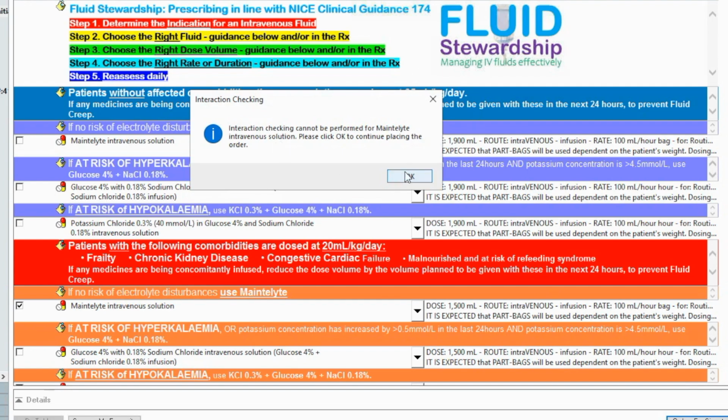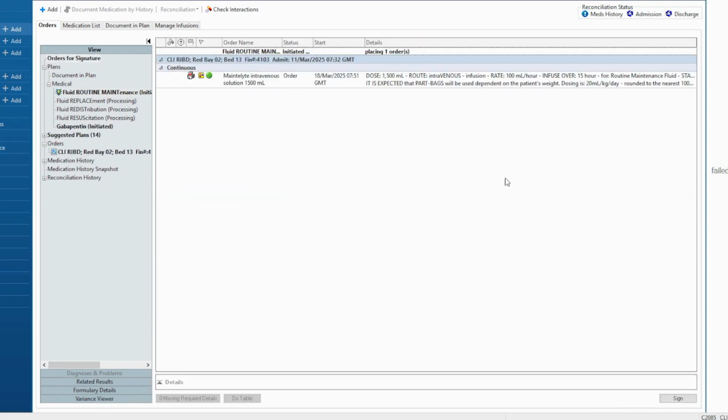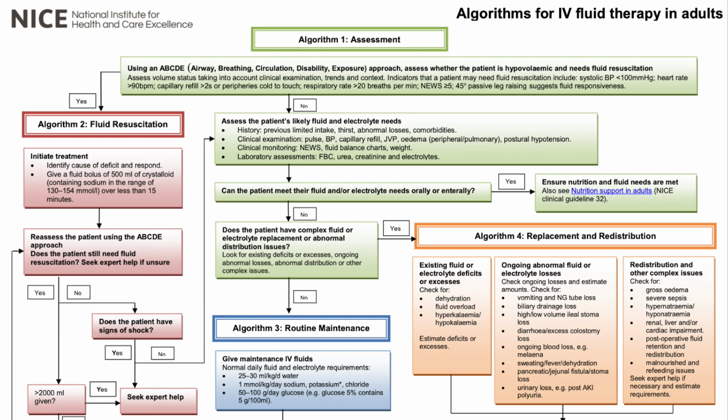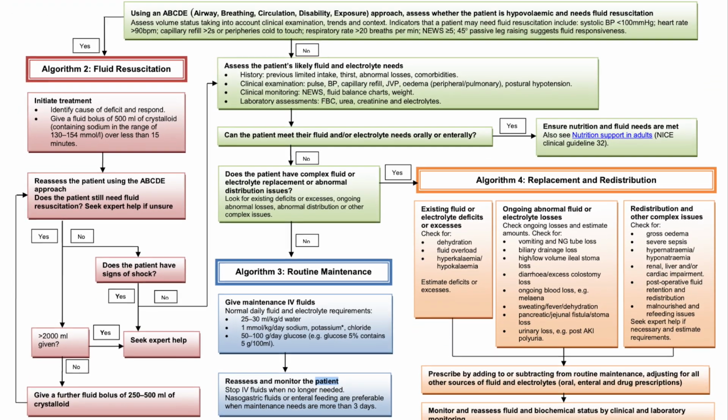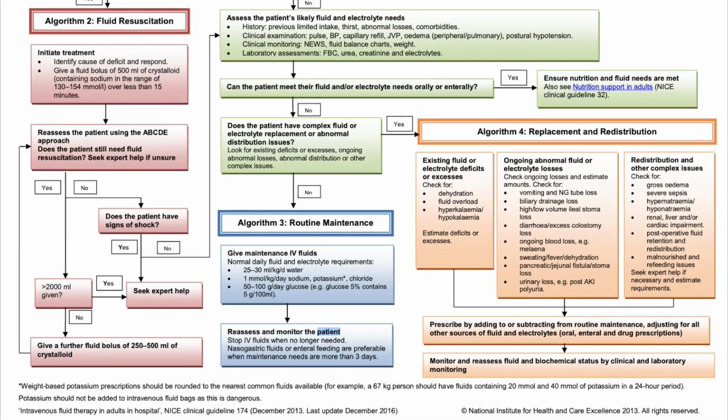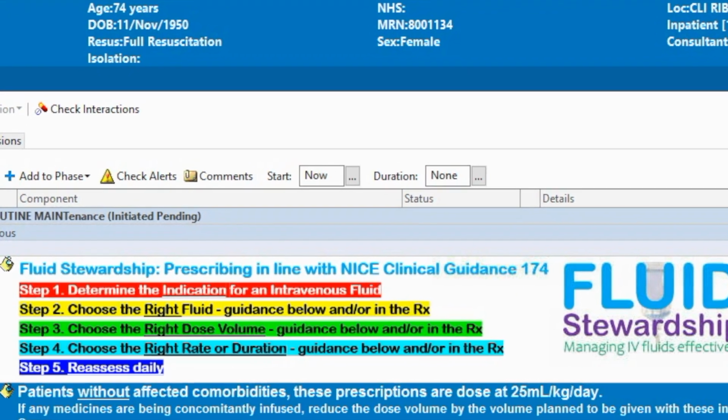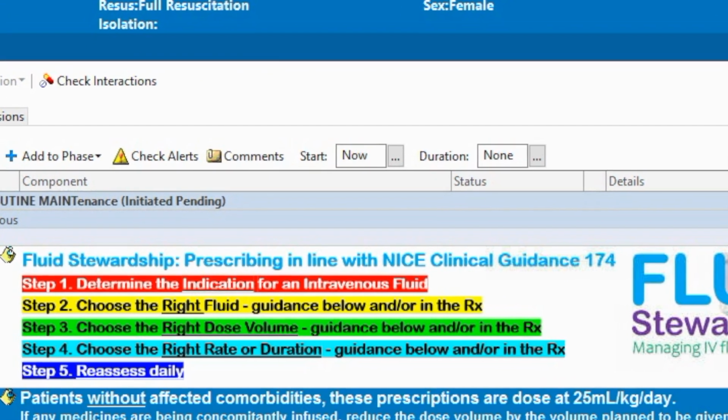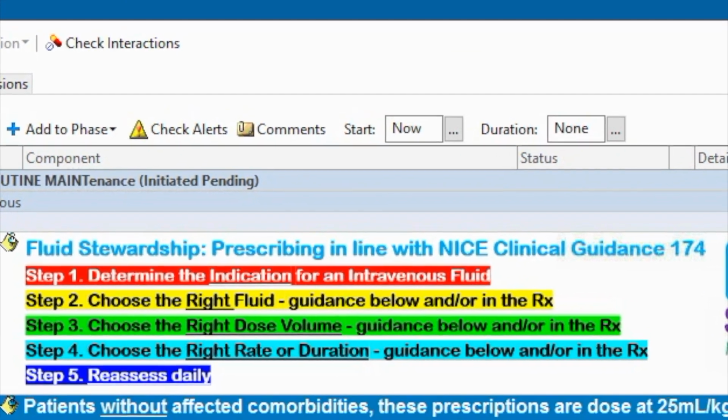There's no interaction checking with Maintenolite, so we can click OK for that. There's nothing else to change. We sign it and go. And that is how we prescribe in line with NICE. We choose the indication, then the fluid, then the volume, then the duration, and finally the reassessment period.